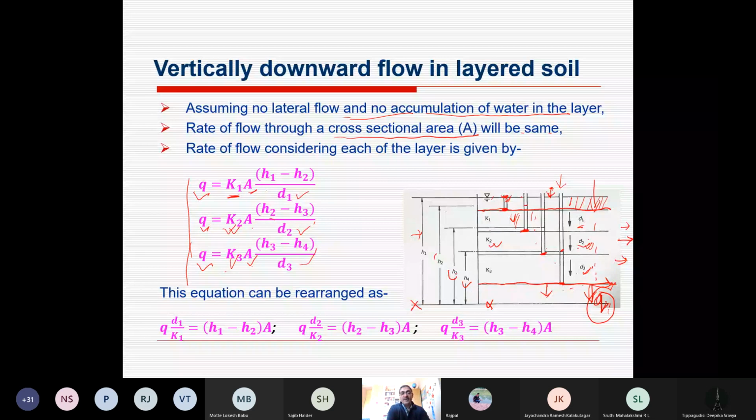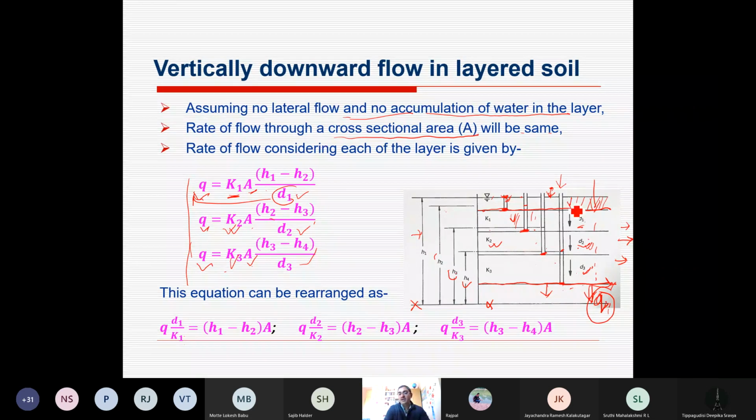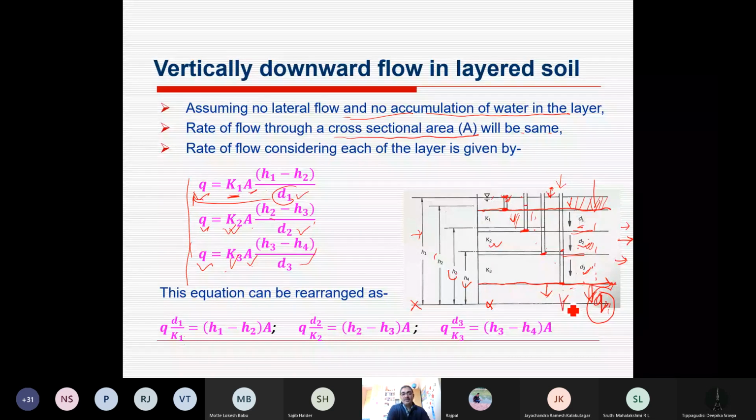So these equations can be rearranged in terms of head and A. So Q, multiplied by depth once it goes to this side, divided by K1. So Q D1 by K1. In this form we are arranging all three equations. And let us add all these three equations to find the equivalent hydraulic conductivity K of this example, a three-layered soil system. So once we have rearranged these equations in this form, let us see how they get added.